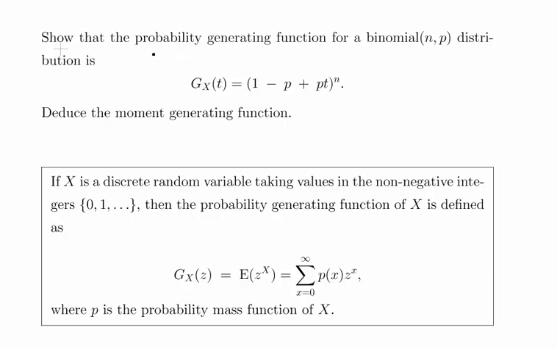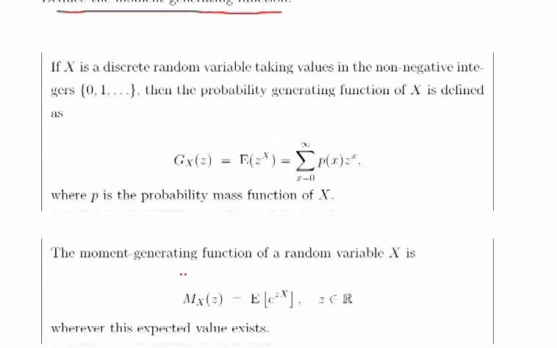Okay, in this presentation we're going to look at things like the probability generating function and the moment generating function of discrete random variables. In this instance, what we're asked to do is show that the probability generating function for a binomial distribution with parameters n and p is given as follows: G_X(t) equals (1 minus p plus pt) all to the power of n, and deduce the moment generating function from that.